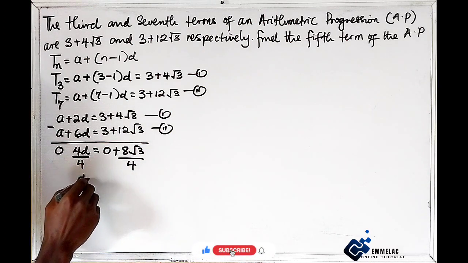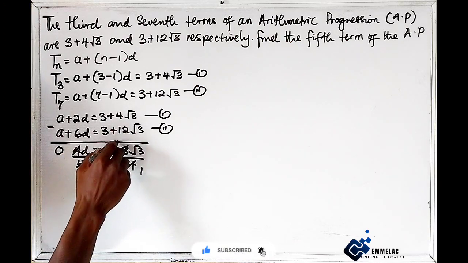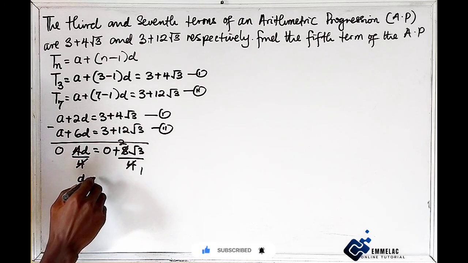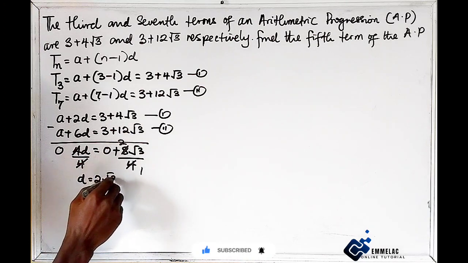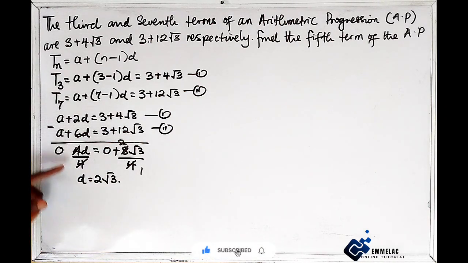So our D, 4 divided by 4 is 1, and 8 divided by 4 is 2, so here you have our D equals 2 root 3. Alright, now that we've gotten the common difference, let us plug in the value of D into either of these equations, 1 or 2. Alright, let us plug into 1.